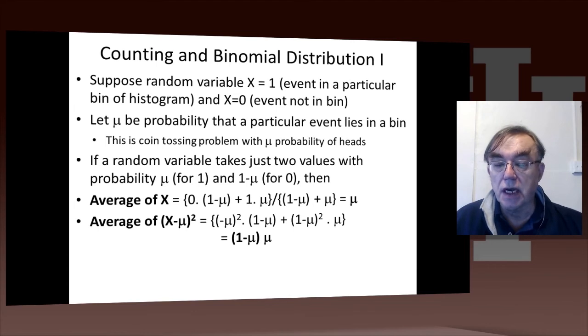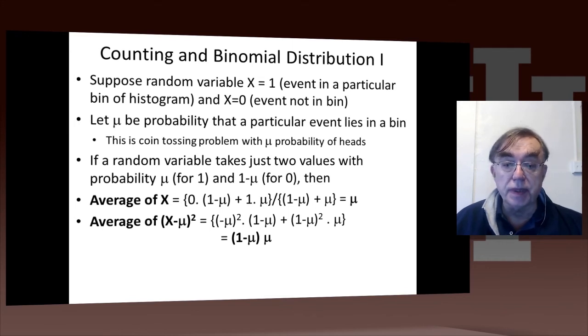And the binomial distribution is basically the coin tossing distribution. You have a random variable which is heads with a certain probability mu, and tails for a different probability 1 minus mu. The total probability has to be 1, and then we're counting up the number of heads or the number of tails. In the application for histogramming, heads means the event lies in a bin, tails means it lies outside the bin.